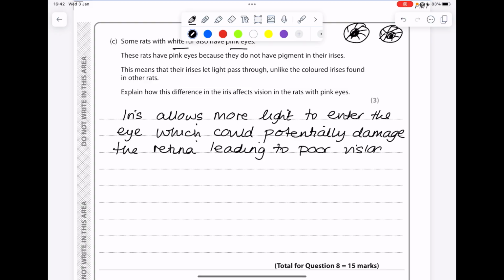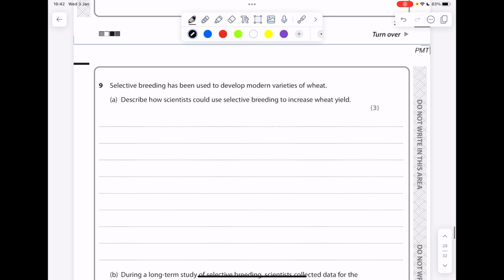Don't worry about filling all these lines. If you think you've made 3 good points, don't overfill. Selective breeding has been used to develop modern varieties of wheat. Describe how scientists could use selective breeding to increase wheat yield.